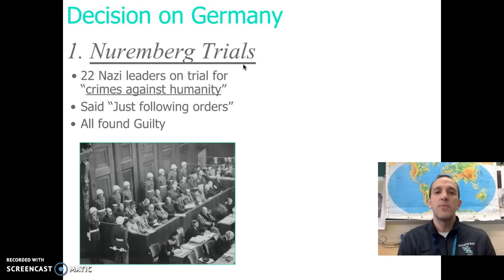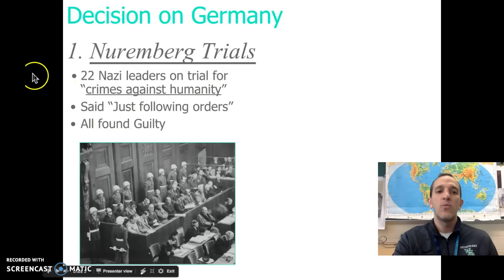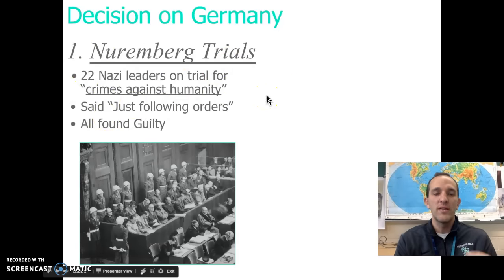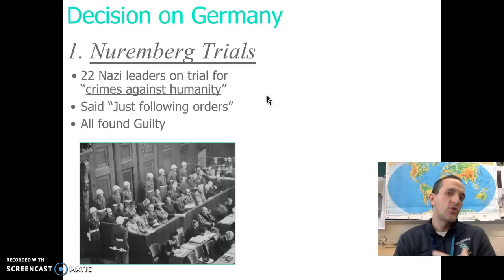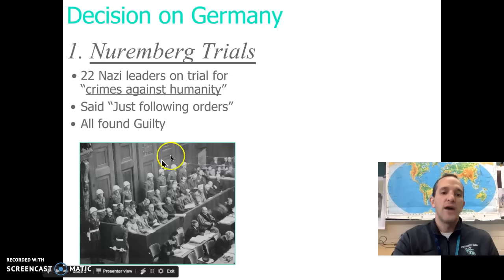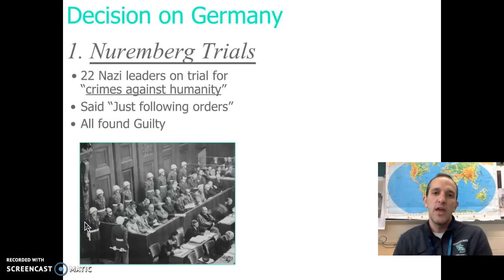Trials. Basically, they put the highest ranking Nazi leaders on trial for what they call crimes against humanity, meaning that what they did was so horrifically awful, it was a crime against human beings and human nature. This is the actual, at the trial, these are the defendants. These are the highest ranking Nazi officials, people who knew about the concentration camps, people who ran the concentration camps, and all 22 of these people are going to be found guilty.